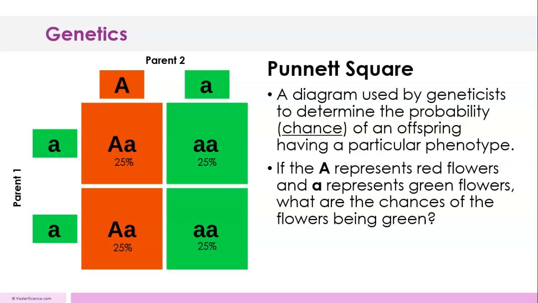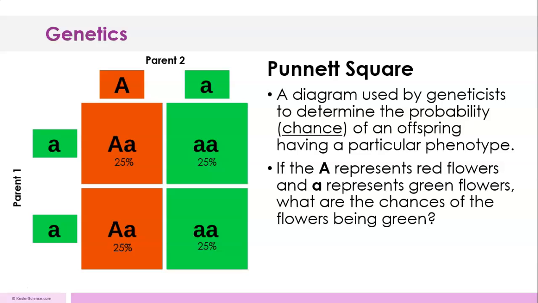We have parent 1 over here that has a lowercase a and a lowercase a. You have parent 2 with a capital A and a lowercase a. So you have parent 1 is recessive or homozygous recessive. You have parent 2 who is heterozygous or heterozygous dominant. What are the chances of the flowers being green?